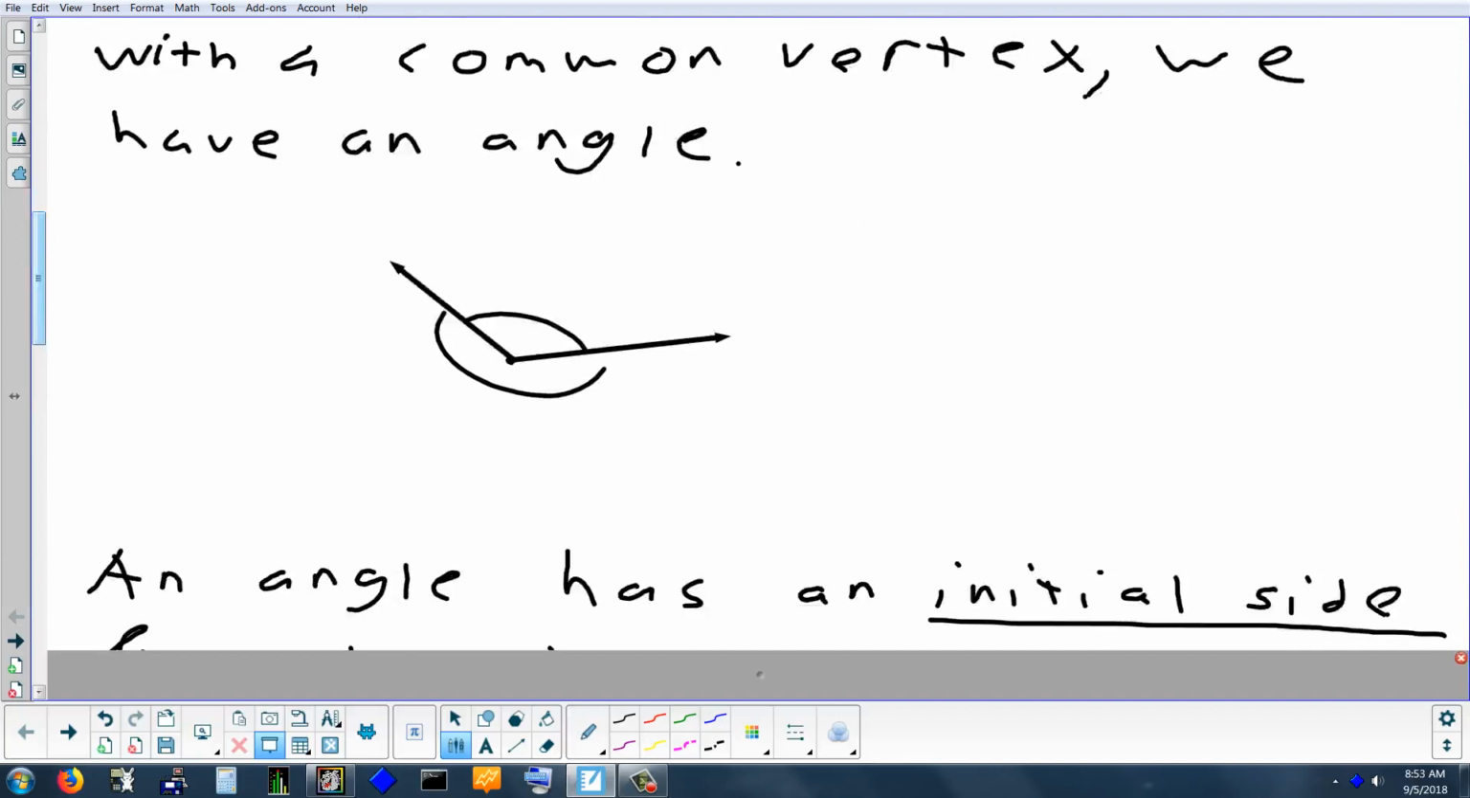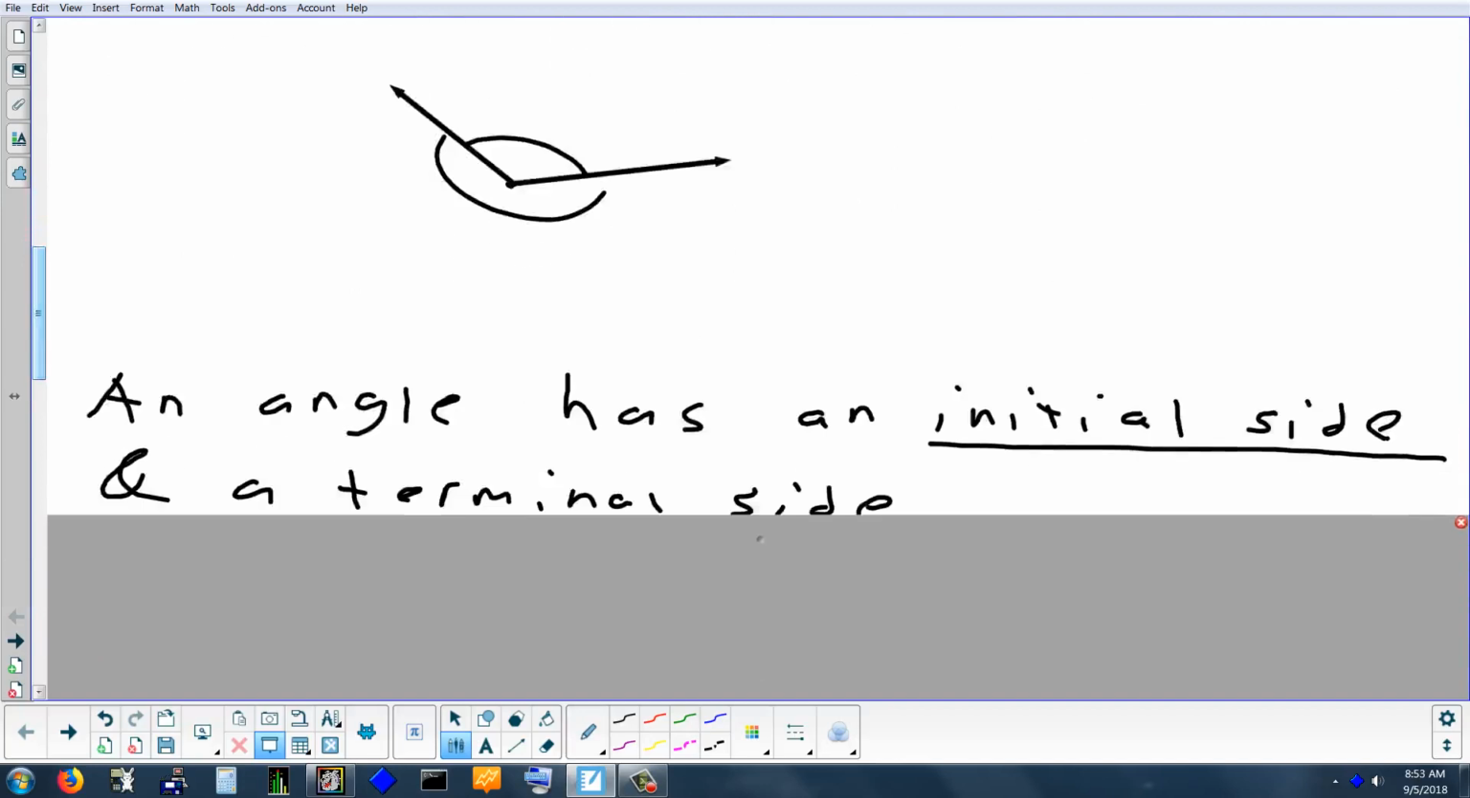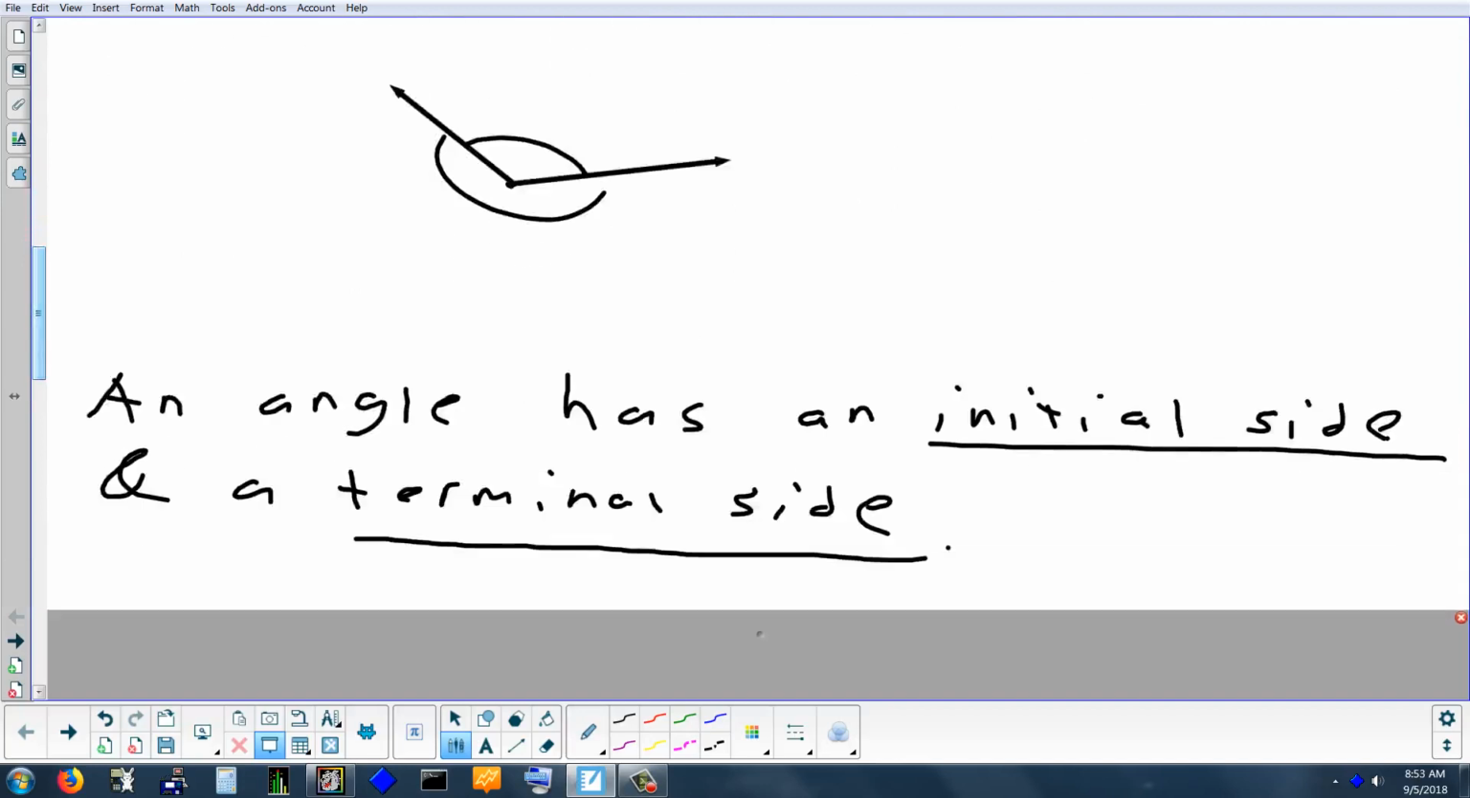So when we have the two rays, those form the sides of the angle, and one of them is called the initial side, and one of them is the terminal side. So if I was going to label in this diagram, this is the initial, this is the terminal. And I'll tell you in a second how you figure out which one is initial and which one is terminal.